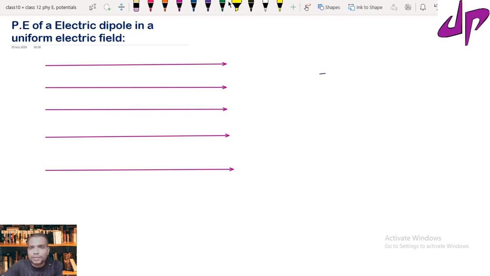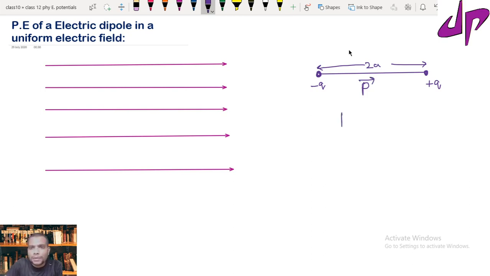Suppose we take two opposite charges, one is negative q and another one is positive q. So this is the minus q charge and this is the plus q charge. They are separated by a distance of 2a. This 2a we call the dipole length. Now this setup we call an electric dipole. This electric dipole has a dipole moment, and the dipole moment is always directed from the negative charge to the positive charge.